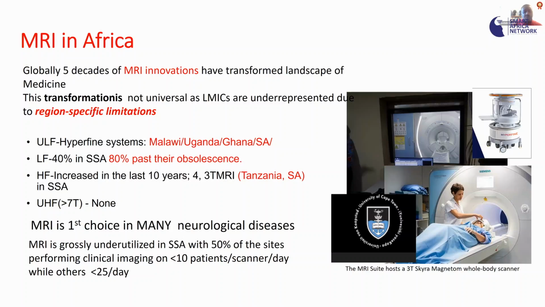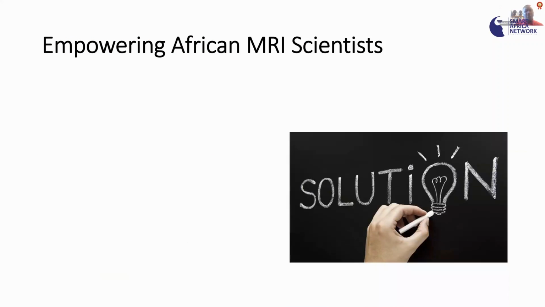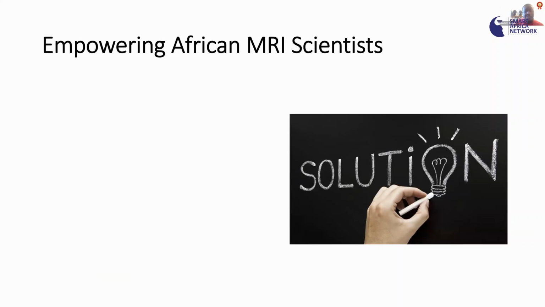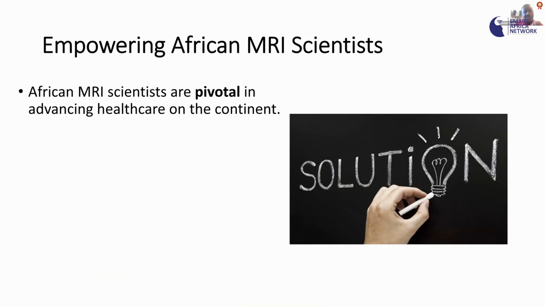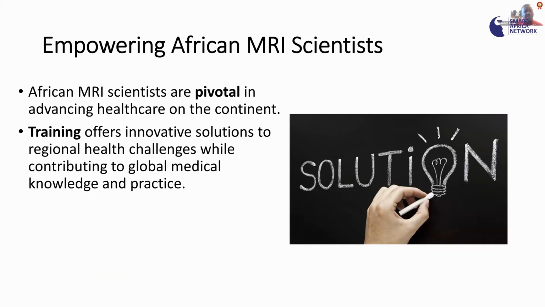And MRI is an important tool because it is the first choice in many neurological diseases. And we are seeing an increase, and we need to increase capacity, and that's why we are developing this kind of program to build our capacity as MRI scientists. Now, that is the solution, to build capacity. Our aim is to ensure that African MRI scientists who are pivotal in advancing healthcare on the continent are properly trained, and that they can use innovative solutions to solve health problems locally.